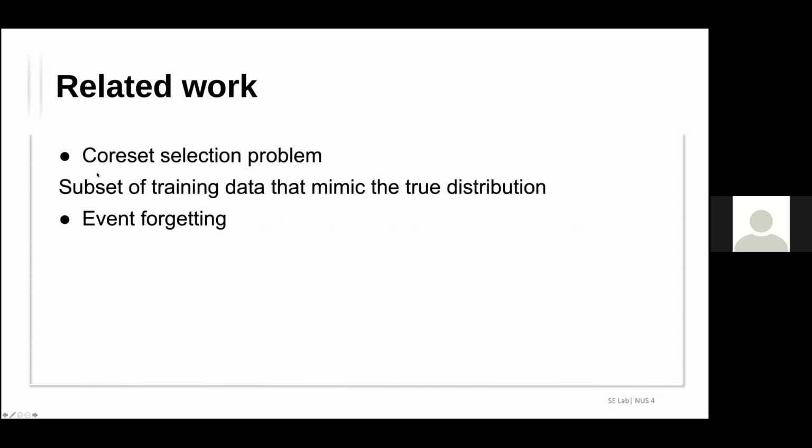The first one is the core set selection problem. Basically, you want to select a subset of training data that is very diverse and can mimic the true distribution. And the other related work is the forgetting event. Actually, this is a paper from ICLR in, I think, 2018, but in the next few slides we will talk about it. And this paper is highly related to this paper, forgetting event.